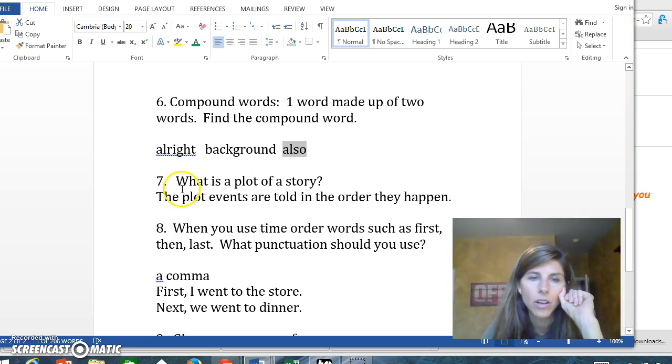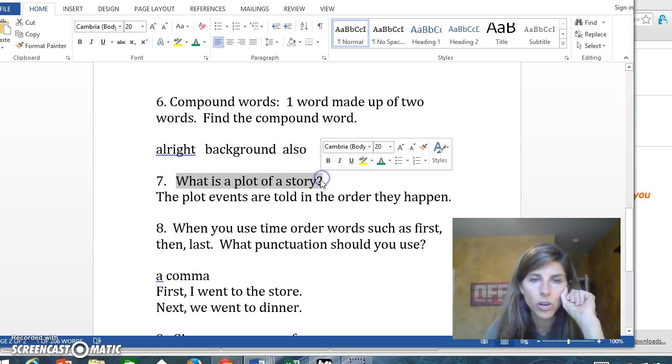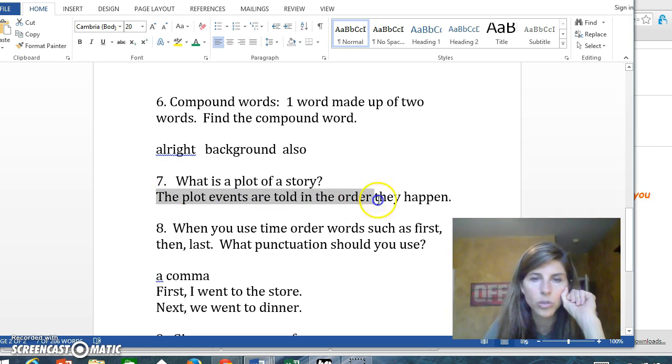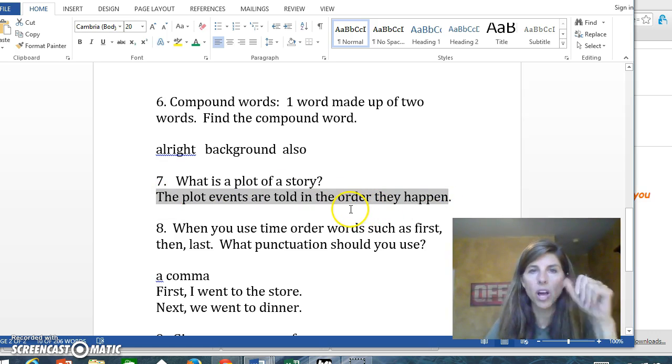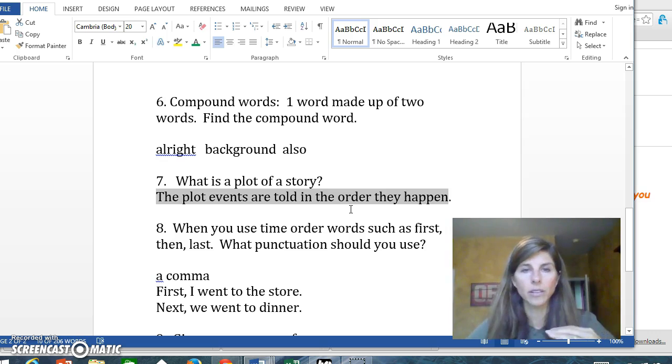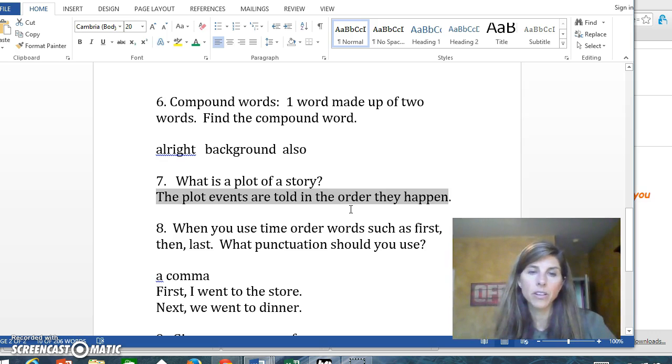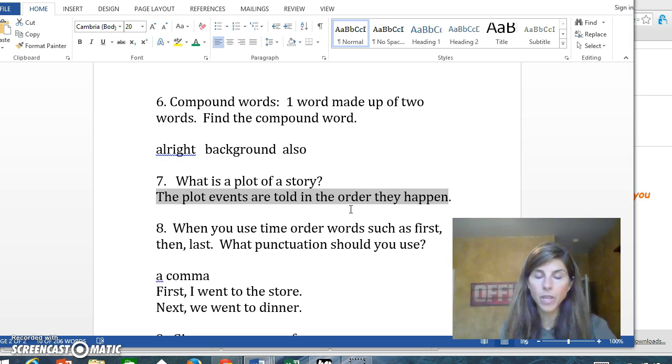All right. Number 7, what is the plot of a story? The plot events are told in order they happen. So a plot, just events in a story or a movie. They are the events that happen in order within a story. So any of the events that happen that make up a story is the plot. All right, that is the easy one.